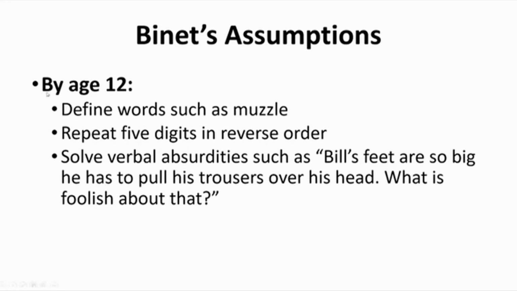And the last one we'll look at is by age 12, they should be able to define more complicated words, and the example they used was muzzle. I don't know if 12-year-olds today could do that, but we'll see. Repeat 5 digits in reverse order, so scaling up difficulty by including extra items, and solving verbal absurdities, such as, Bill's feet are so big he has to pull his trousers over his head. What is foolish about that? So there has to be some logic involved and some understanding of what's going on.